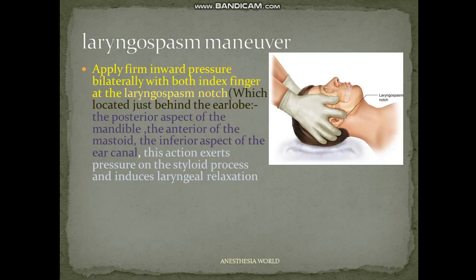And let's see the laryngospasm maneuver. When we are applying the laryngospasm maneuver, we have to apply firm inward pressure bilaterally with both index fingers at the laryngospasm notch, which is located just behind the earlobe, on the posterior aspect of the mandible, on the anterior aspect of the mastoid, and on the inferior aspect of the ear canal. This action exerts pressure on the styloid process and induces laryngeal relaxation, and the laryngospasm is expected to be relieved after that.